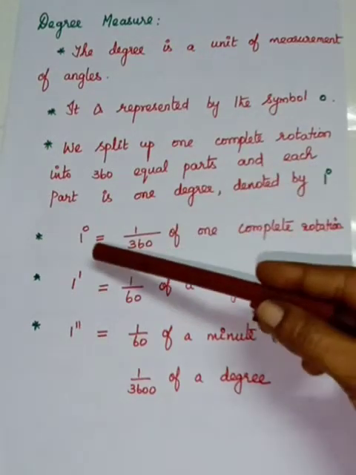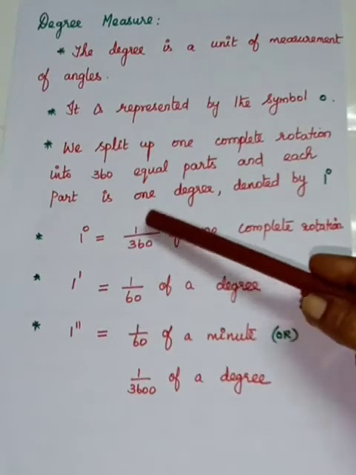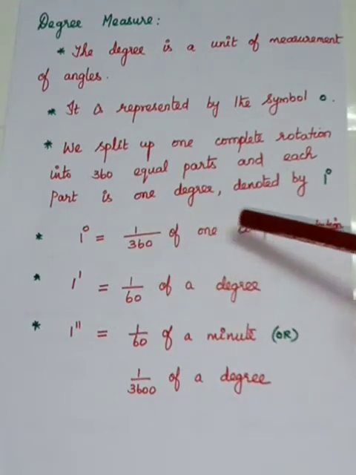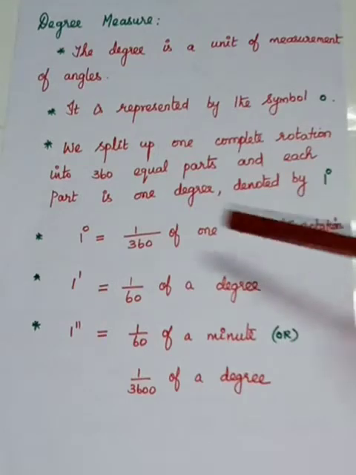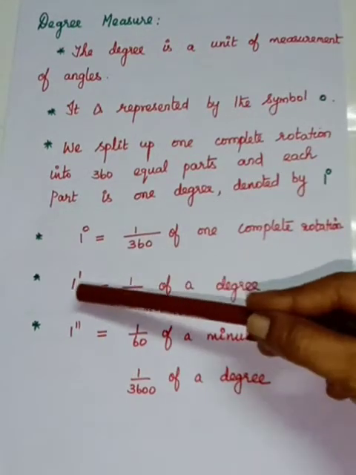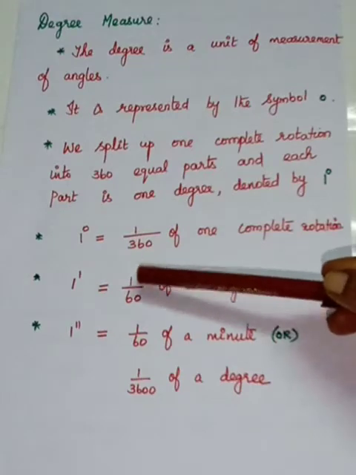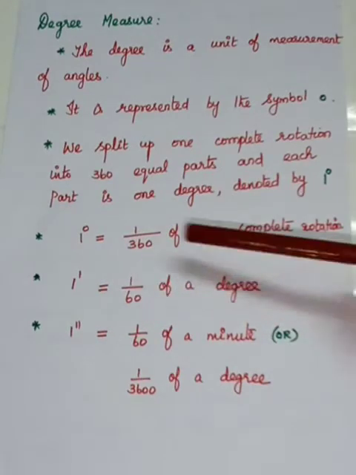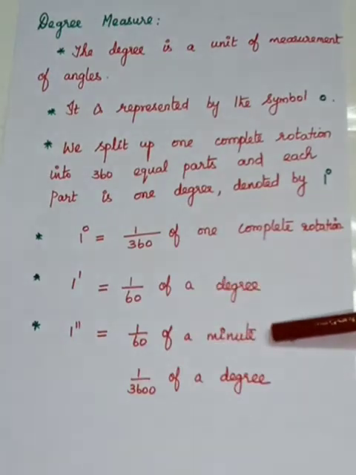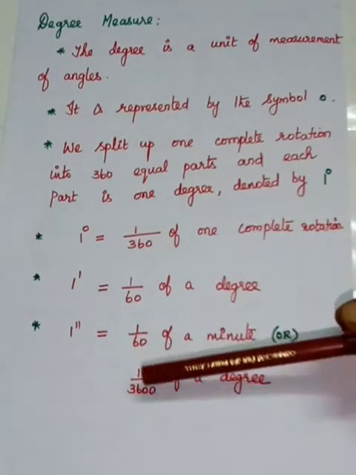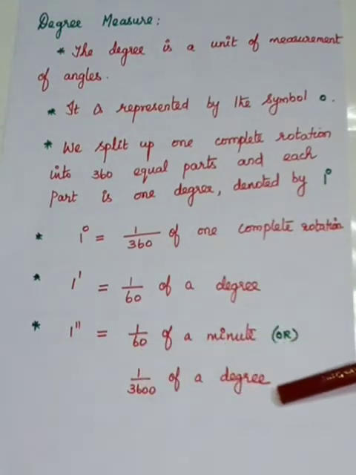So 1 degree can be said as 1 by 360 of one complete rotation. 1 minute can be written as 1 by 60 of a degree. 1 second can be written as 1 by 60 of a minute, or 1 by 3600 of a degree.